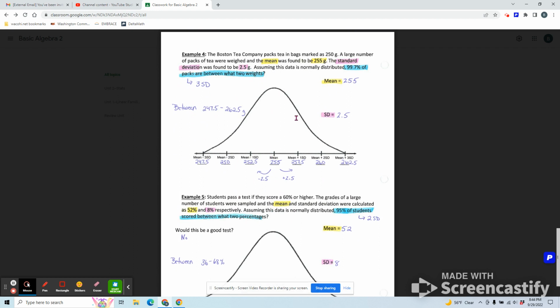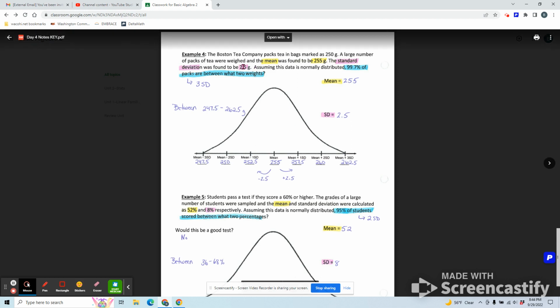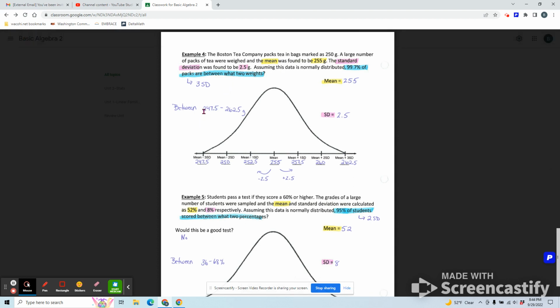Example 4. So the Boston Tea Company is packing some tea. Our standard deviation is 2.5. So I already told you what the standard deviation was. I told you what the mean was. I want to know between what 2 weights is 99.7% of the data. Let's go back and think. 99.7% of the data is 3 standard deviations. So I want to know what the third standard deviation is here and here.